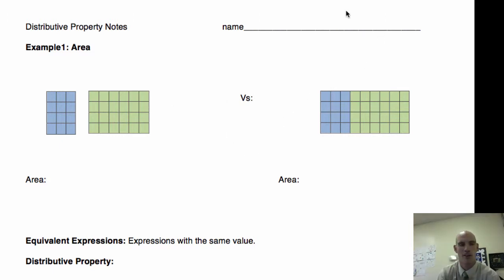Today we're going to talk about the distributive property, and the first example that we're going to do is involving area. On the side here you see that we have a couple of rectangles, a blue one and a green one, and we're going to put that up against a big rectangle that uses the blue and the green one together.